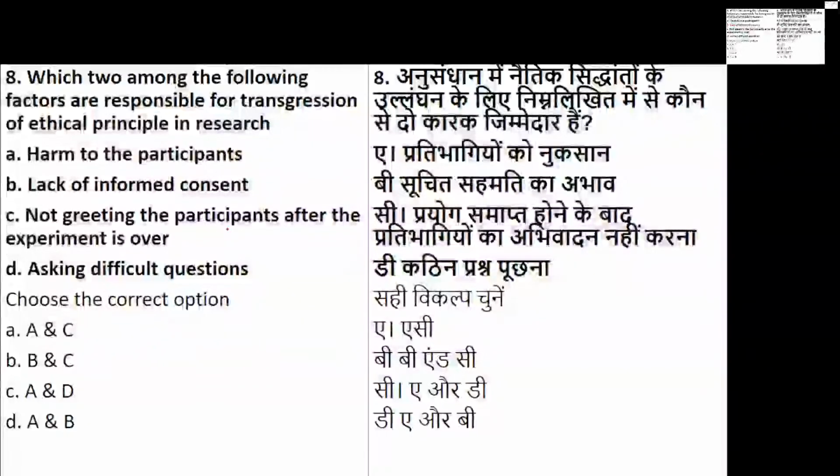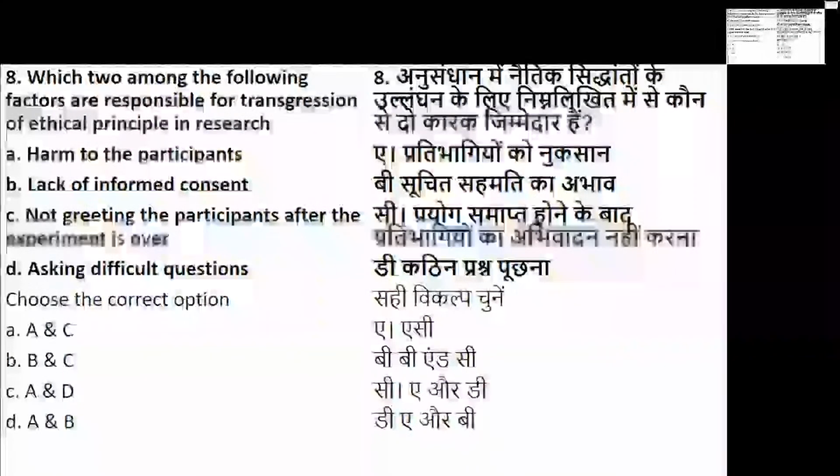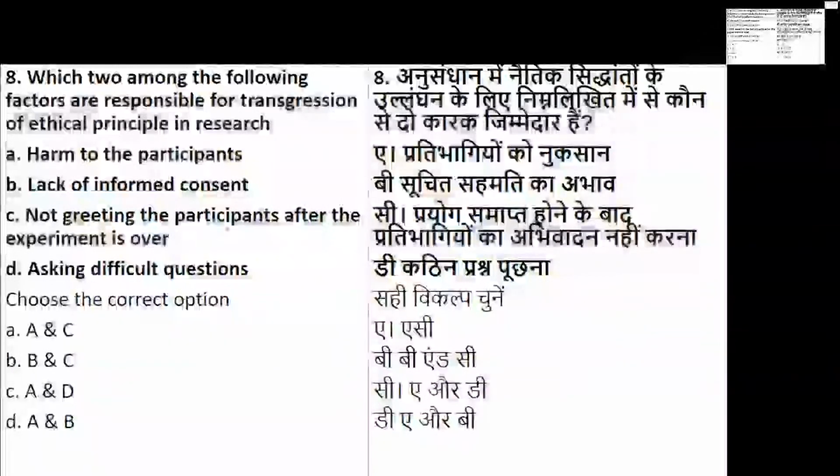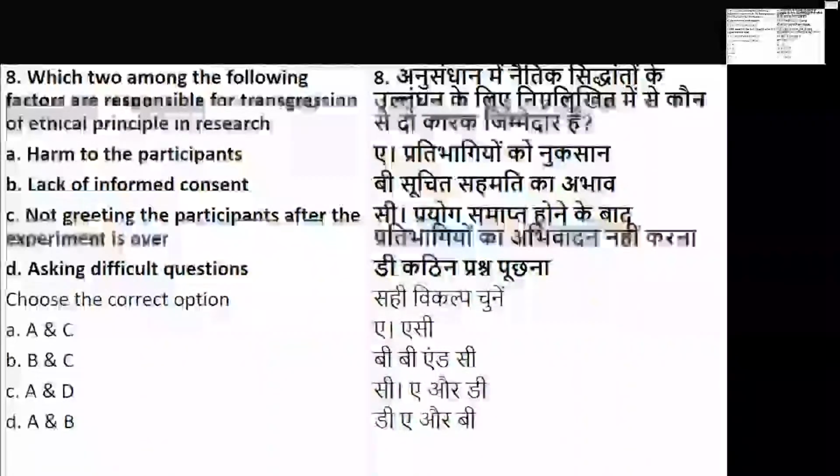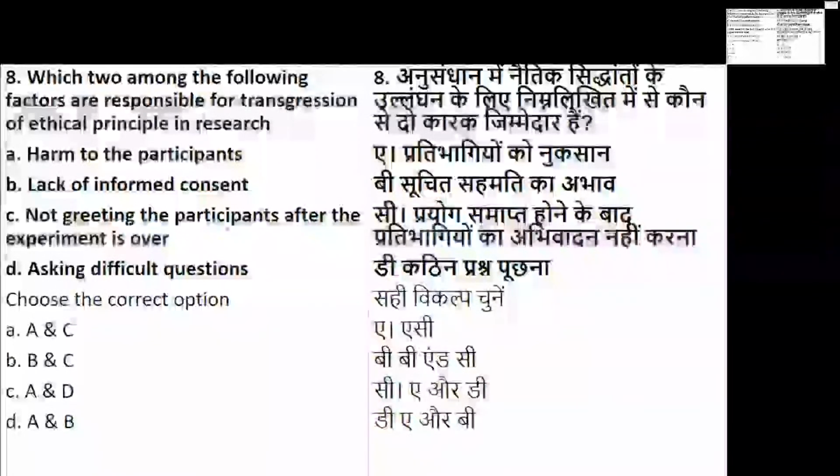Now, let's come to question number 8. Lengthy question, so read properly and come to the answer. Which two among the following factors are responsible for transgression of ethical principle in research? Now they are talking about ethical principles. What is responsible for transgression? Now what do you mean by this? It is nothing but a law, a code, a rule. So transgression is nothing but a rule. So factors which are responsible for the rules of ethical principle.